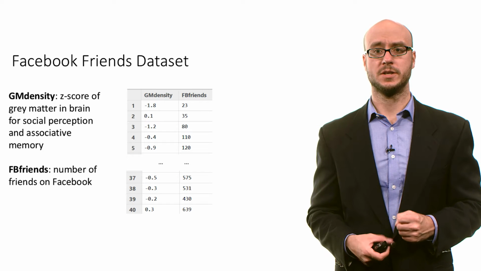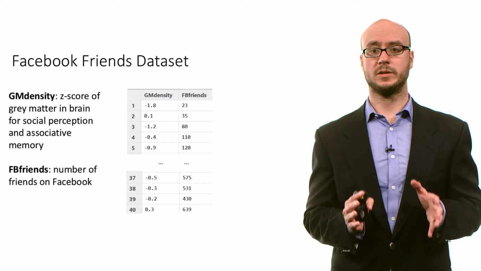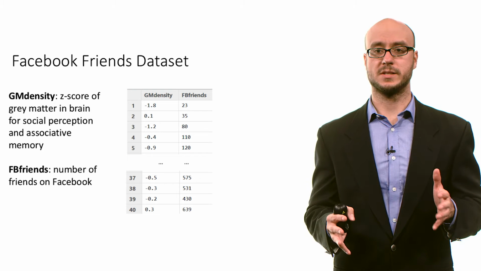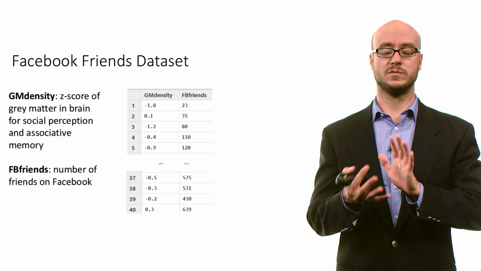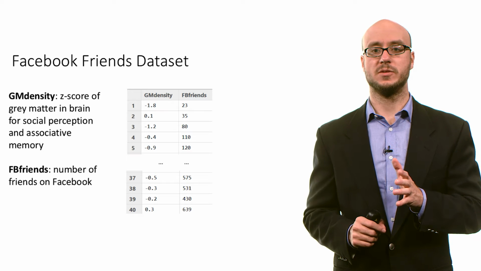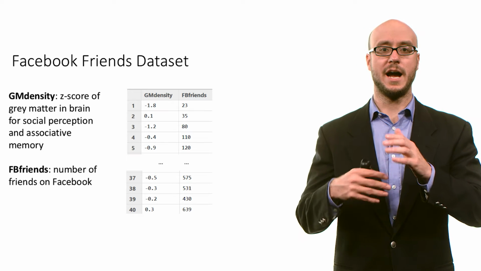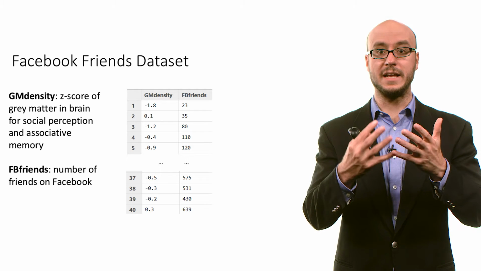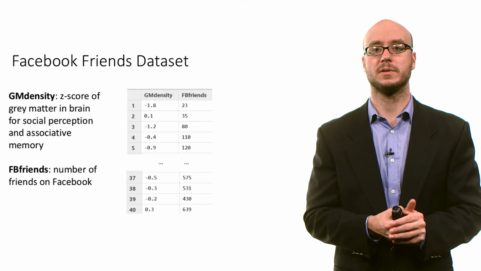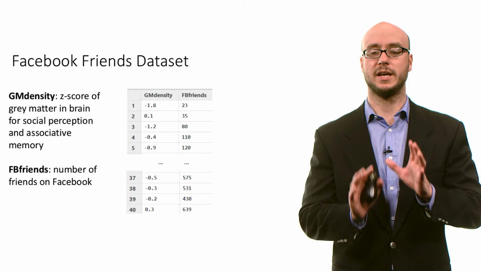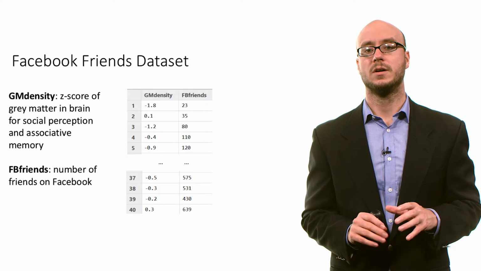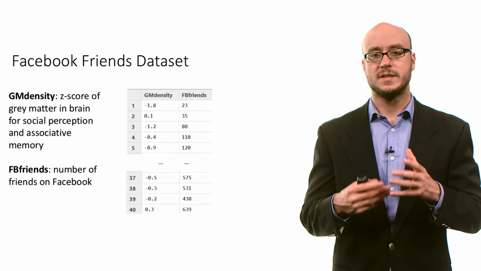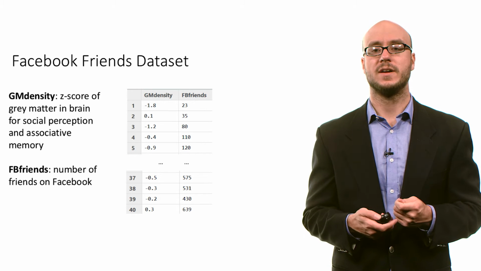How can you do this? Well, here's the data set, and this is a real data set. This is based on an actual psychological study. In their study, they wanted to show that the more Facebook friends you have, you could look at a higher density in certain parts of the brain related to social perception. So they were looking at a specific measure of association. For our purposes right now, we want to look at this value for the number of friends on Facebook.